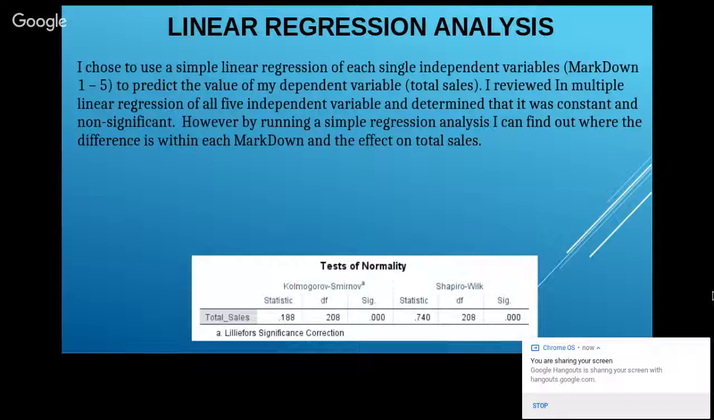Lastly, I performed a linear regression analysis. I chose to use the simple analysis for each single independent variable. I started to do one multiple linear regression and determined that it was constant and really non-significant to run all of it at the same time. That way I could find out within each of my markdowns the effect on the total sales.